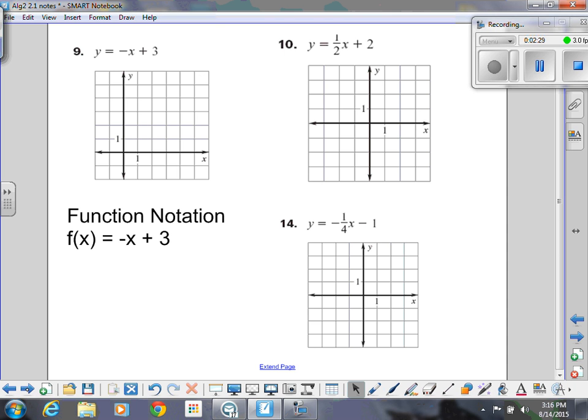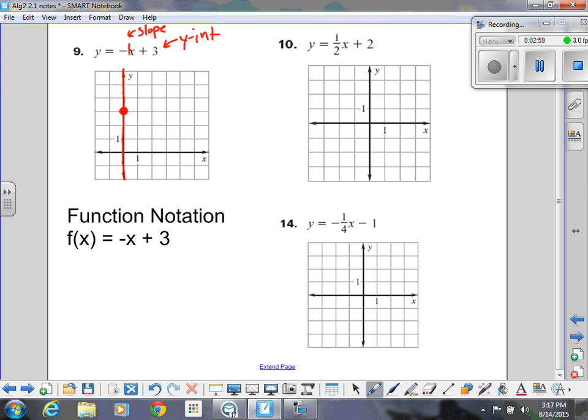So if we look at that first equation, I have a -x. Remember, that's a -1 in front of there. So that's my slope. And this is my y-intercept. So we always plot the y-intercept first. I'm going to go on the y-axis. Here's my y-axis. I'm going to go up to 3 on the y-axis. 1, 2, 3. There's my y-intercept.